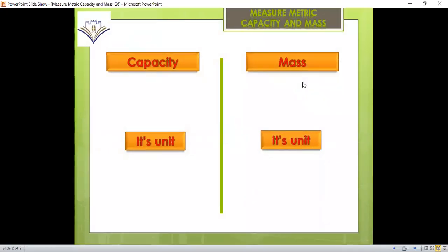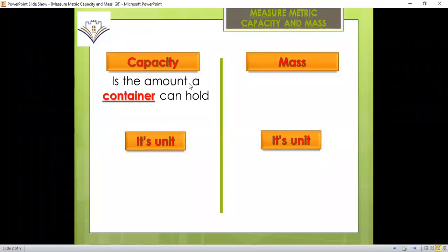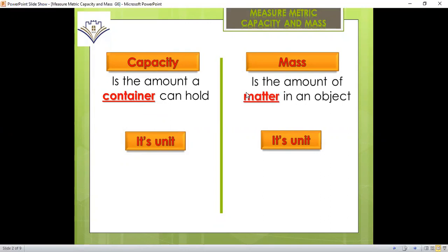In this first slide, we need to define the meaning of capacity and the meaning of mass, and the units of capacity and the units of mass. Capacity is the amount a container can hold. Mass is the amount of matter in an object.